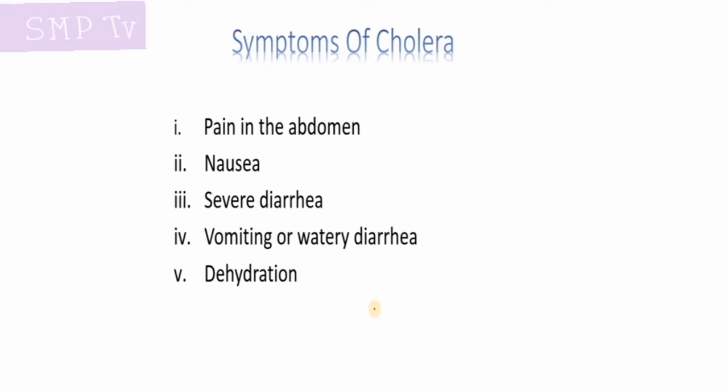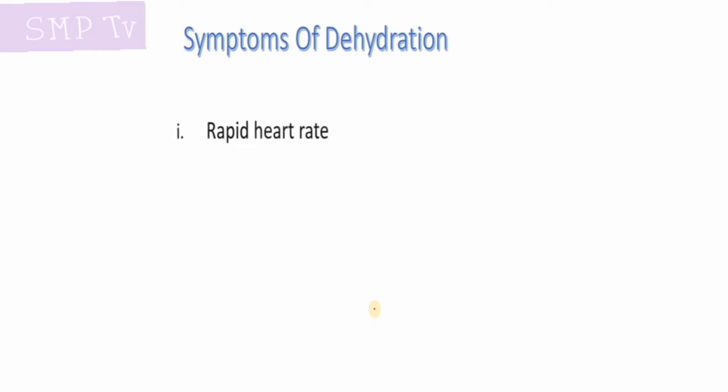Then dehydration. Since you are vomiting and you are passing out water from your system, you'll be dehydrated. Water in your body will reduce. The water content in your body will come down. That is the dehydration, the loss of water in your body system. So we are still on it. When we have symptoms of dehydration. When you have dehydration, when there is no water in your system, you'll be having rapid heartbeat. The beat of your heart goes fast.